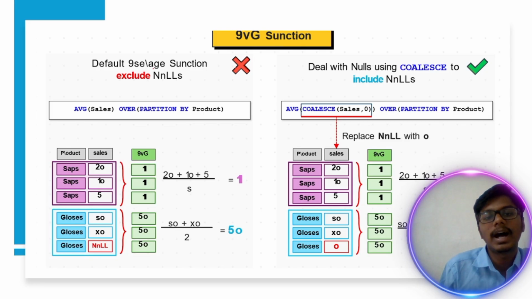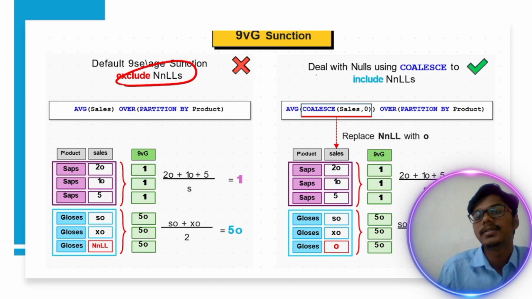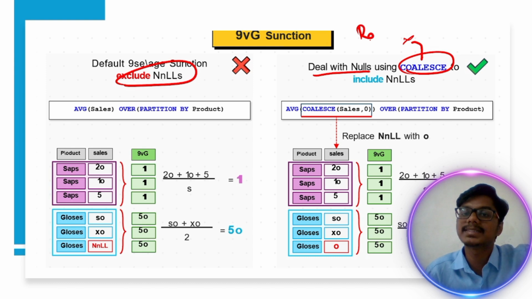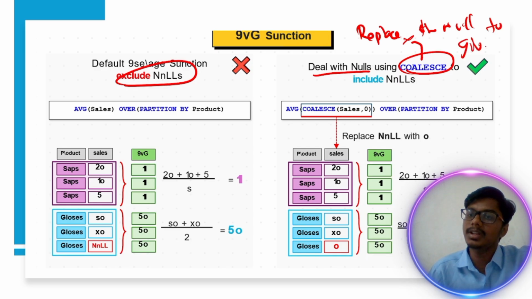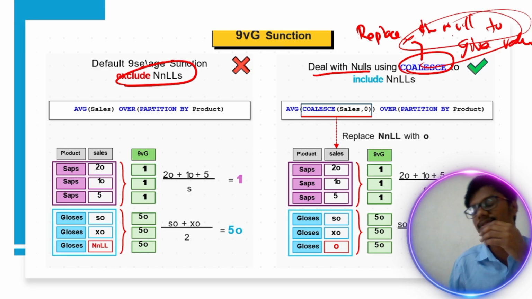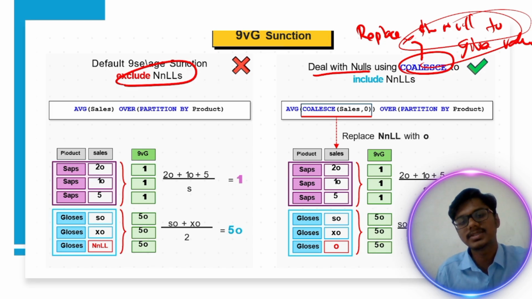The default average function excludes nulls, but we don't want to ignore the nulls, right? We want to consider the null as 0. So we deal with the nulls using the COALESCE function. What does the COALESCE function mean? We discussed it with the datetime functions. COALESCE replaces the null with the given value. If you don't know about the COALESCE function, I have briefly discussed it in my previous videos. Please make sure to check that video.